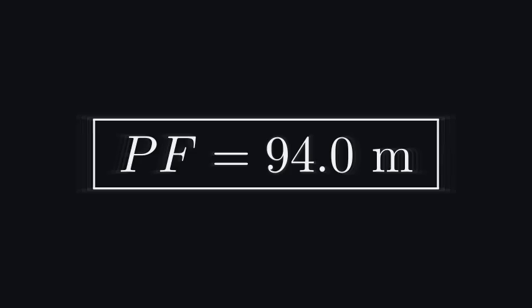Therefore, the distance between P and the foot of the tower is 94.0 meters.